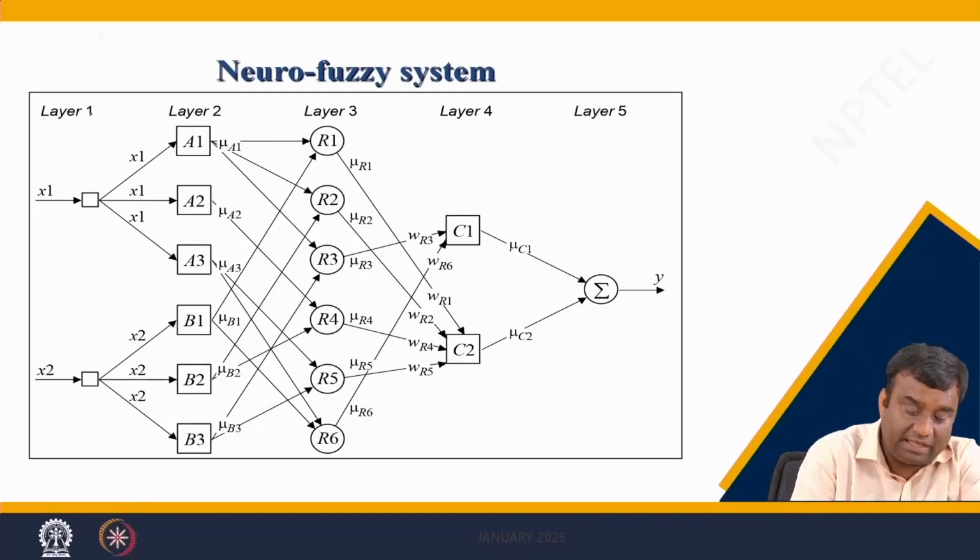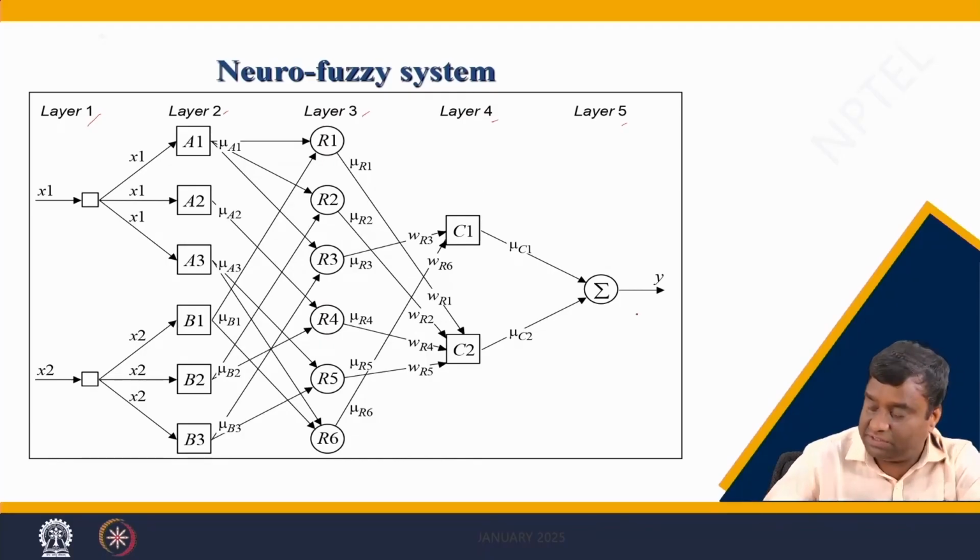Here there are 5 layers: layer 1, layer 2, layer 3, layer 4, layer 5. This is the input layer. Then you know there is the fuzzy set, so for x1 you get a mu x1. In layer 3 you will find the rules. In layer 4 you combine the rules, and then ultimately comes the defuzzification.